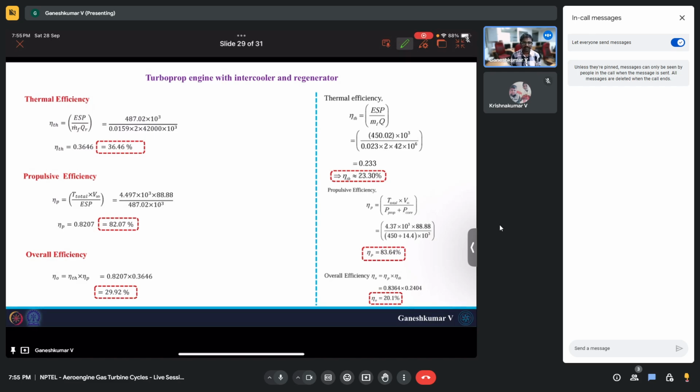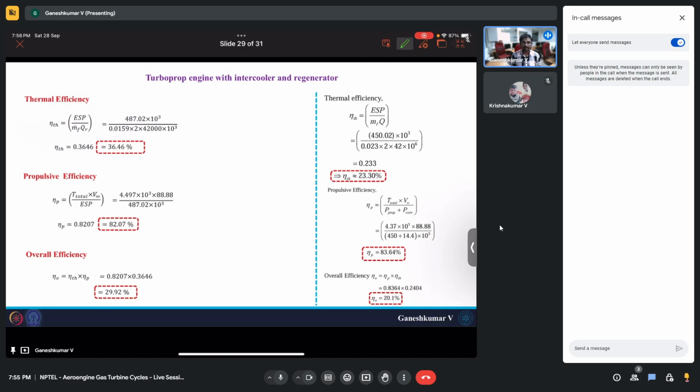Intercooler and regenerator are designed to improve the efficiency, but an increase of this much may feel unphysical. So you should also note the simplifying assumptions that we made for the intercooler. There was an assumption that the ambient air is used for cooling. Ideally, it may not be the case.